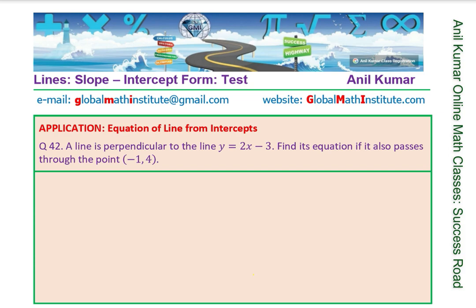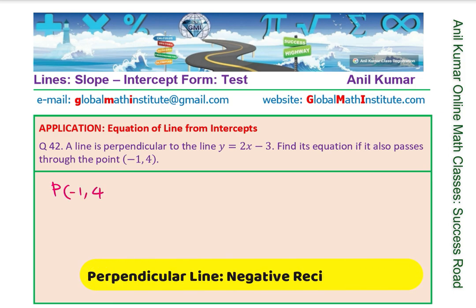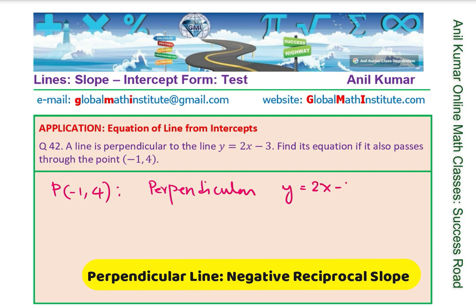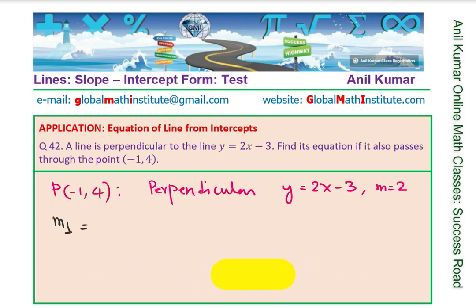Now here is question number 42, which says a line is perpendicular to y equals 2x minus 3. Find the equation if it also passes through this particular point. So the line goes through the point given to us as (-1, 4), and we also know it is perpendicular to which line? Let me write down. Perpendicular to y equals 2x minus 3. Now 2x minus 3, the slope is 2. And therefore, what should be the slope of our line? Well, the perpendicular slope will be the negative reciprocal, so it is going to be negative half. And therefore, the equation should be y equals negative half x plus b.